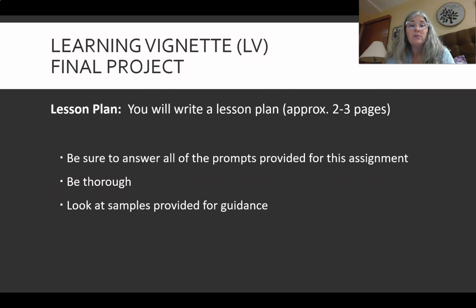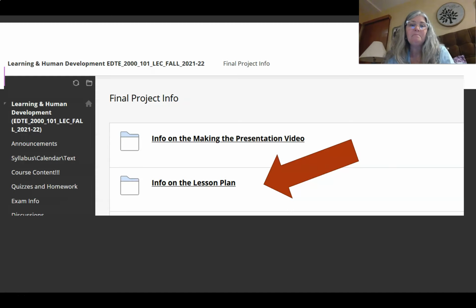Now, sometimes I also call this a unit plan because you'll see some of the questions are just a bit more broad in scope. So your lesson plan is typically about 2 to 3 pages. You want to answer all the prompts that are provided. Make sure that you thoroughly answer all aspects of the questions. And I have provided some samples on Blackboard. These are samples where students got an A on them. So if you want to take a look at what I'm expecting, that can be helpful.